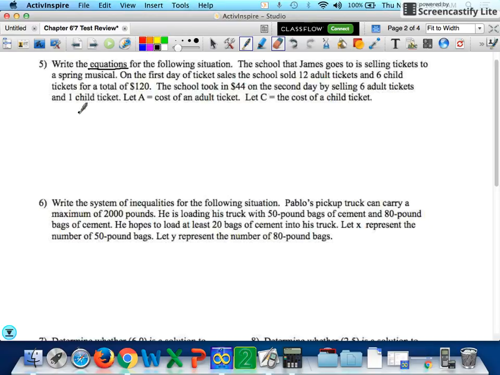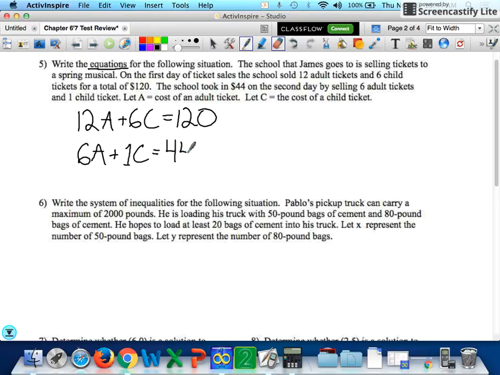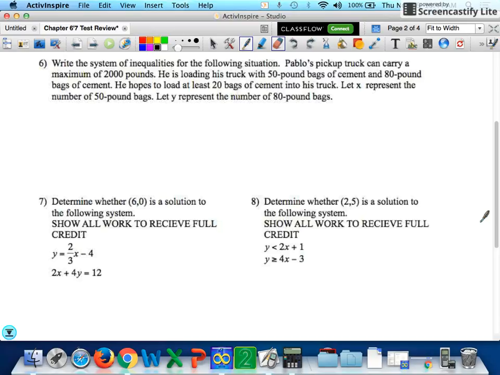So our first equation needs to be 12A, so 12 adult tickets plus 6 children's tickets, or 6C, that equaled $120. My second equation, I have 6 adult tickets plus 1 child's ticket, equaling $44. Okay, you don't necessarily have to have this one here. If you just put plus C, that would be okay. We know that's an understood one. And that's all you have to do. It just says write the equations. Okay, starting off slow with these.